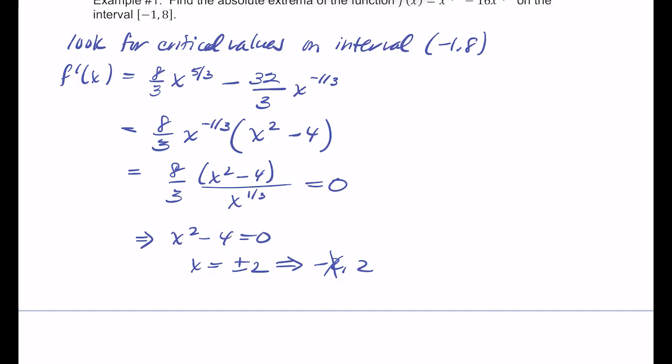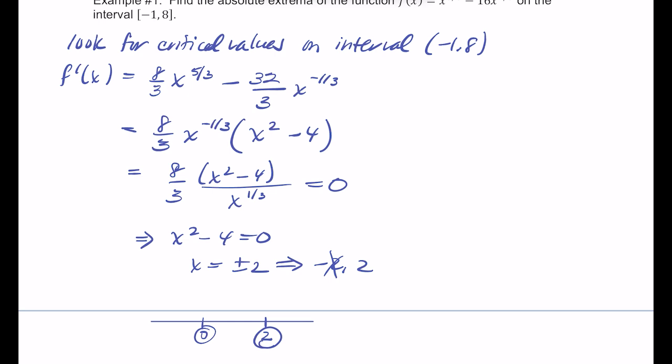Okay. So 2 is going to be one of my critical values, and 0 has to be my other one because x could be 0, and that would make the function undefined. So I've got two critical values. One of them is 0, the other one is 2. And 0 and 2 are both in the interval. Okay, so here are my critical values.